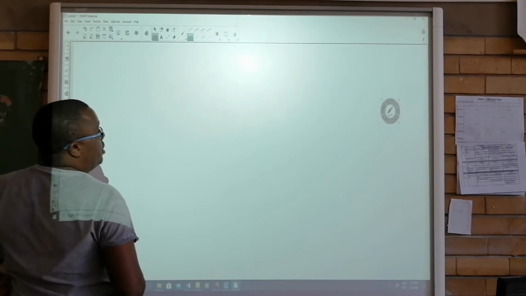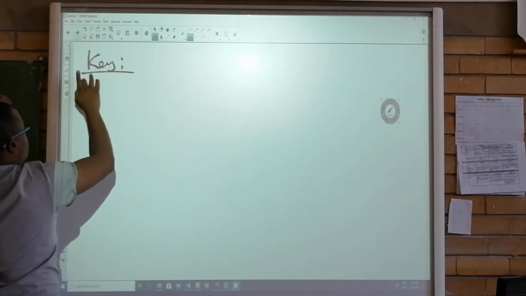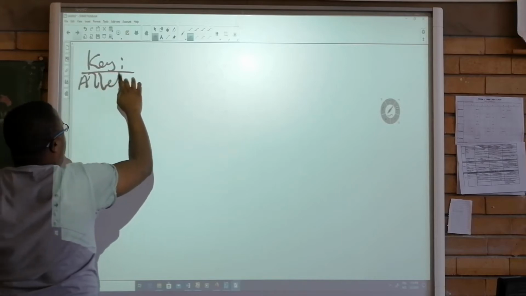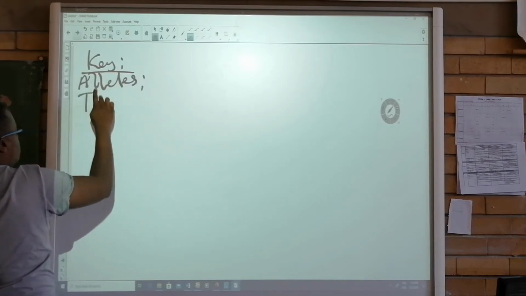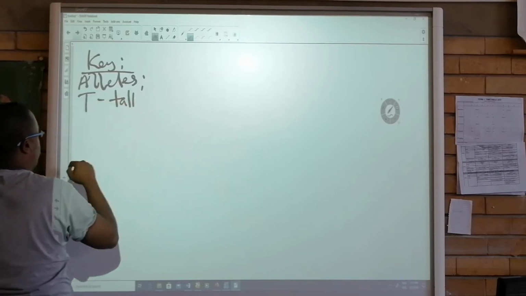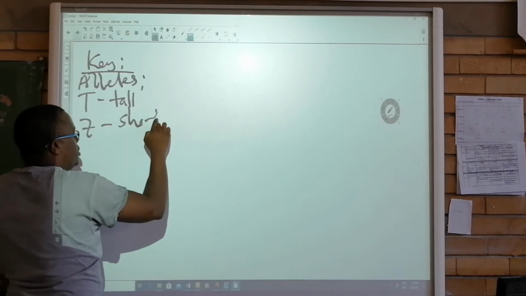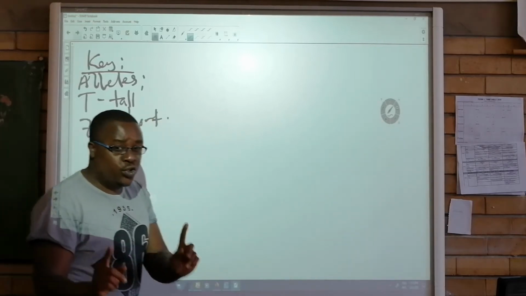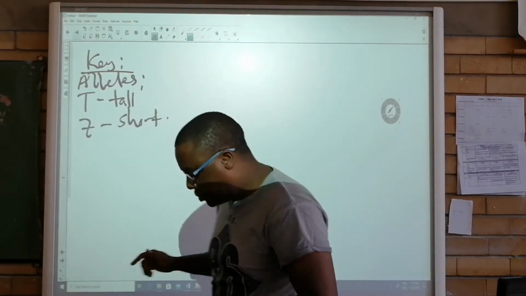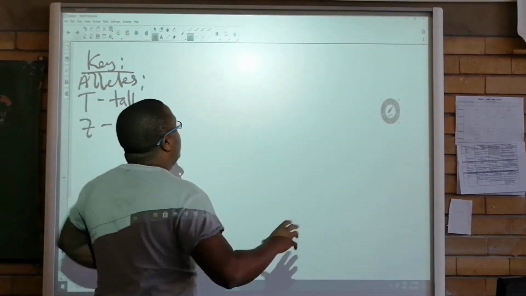There's a new sheet there. First thing we always do is to write what? The key. The key is for what? For alleles. What are the alleles? The dominant one is for what? Tall. And then the small one, the recessive one, is for short. The basic cross that we did the previous lesson. Same thing. Walk with me.